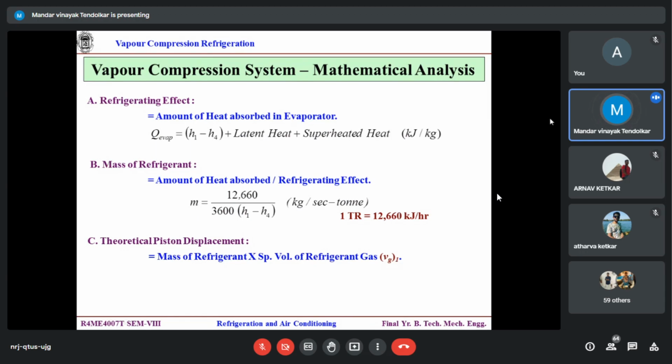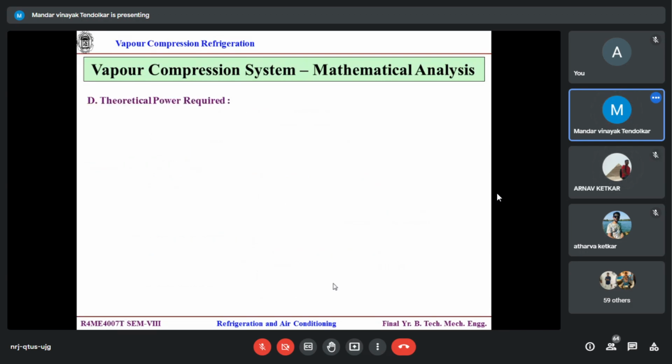This is the specific refrigeration effect. 3600 is just for the sake of converting per hour to per second, and you will calculate the mass, so basically the mass flow rate. This is kg per second per ton. If your capacity is 5 tons, multiply this by 5. Correct? Yes.